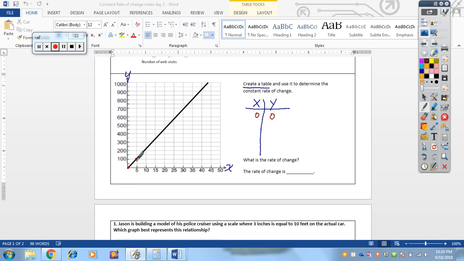What about this one? Which one is Y? Is it 5 or 100? 100. X is 5. See, what else is easy to read? Maybe here? Is that 35 and 800? Or is that 40 and 800?